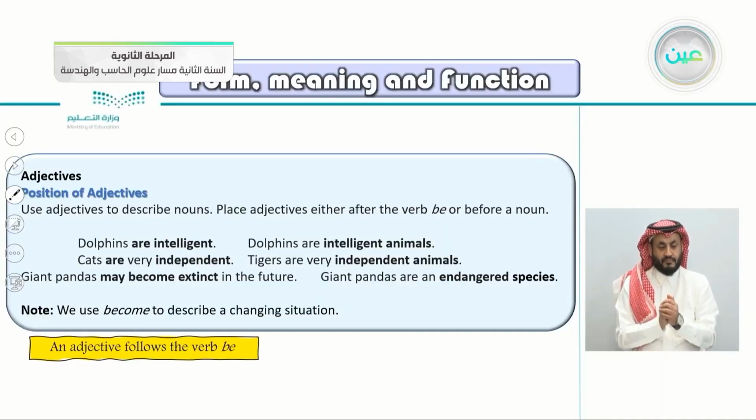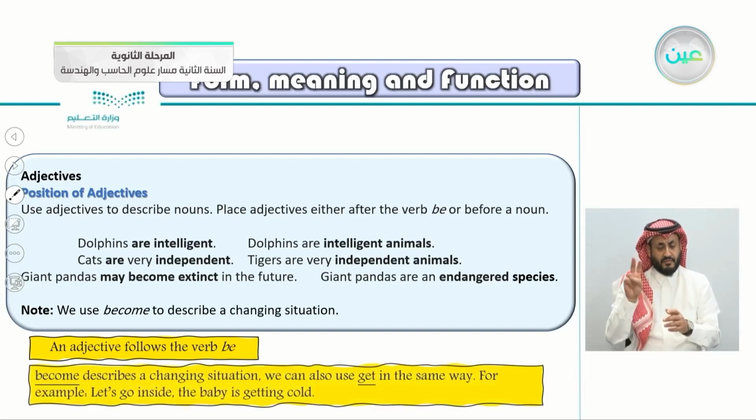An adjective follows the verb to be, of course. Become describes a changing situation. We can also use get in the same way. So become describes a changing situation. We can also use get in the same way.